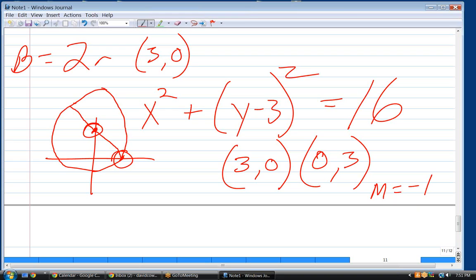Now there's a couple of ways. Once we have the slope and one point, we could use point-slope format, or we could use y equals mx plus b and solve for b. Most people are actually a little more comfortable with doing it this way, even though it may be a step longer.